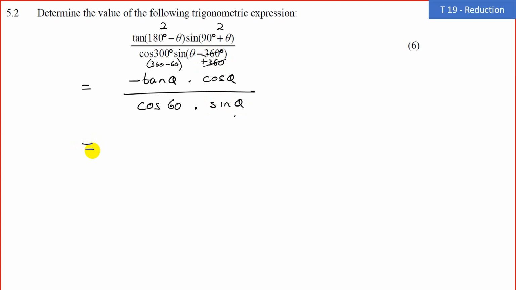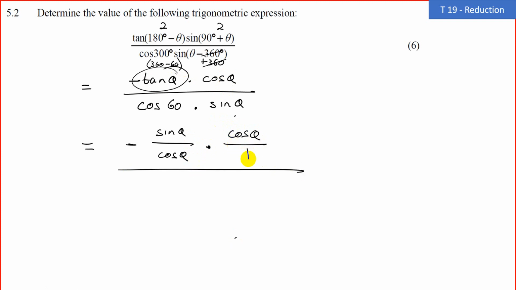Now, expanding this, whenever you see tan, remember we have a formula that tan is actually equal to sine theta over cos theta. So we have changed tan to sine over cos, times, we're going to bring down our cos theta, and let's put that as over 1 as a fraction. And in the bottom we got cos 60, which is a special angle. You can use your calculator if you want to verify. Cos 60 is half. And then we got sine theta.